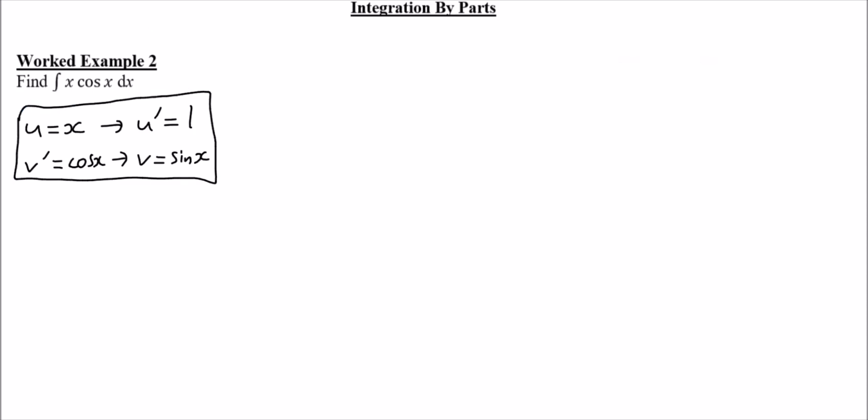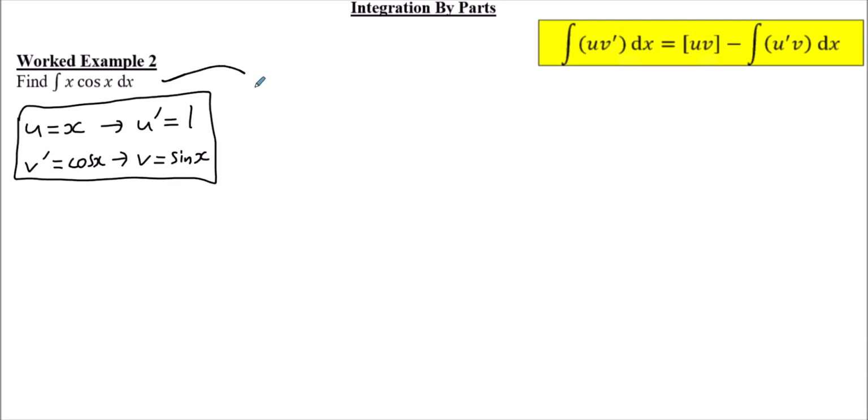So we can now use the integration by parts result, and apply it to the integral we want to work out. So u multiplied by v will be x multiplied by sin x. So I'm going to call that x sin x. Then we're going to subtract the integral of u dashed multiplied by v. Well, u dashed multiplied by v is just 1 multiplied by sin x, so that's just going to be the integral of sin x with respect to x.